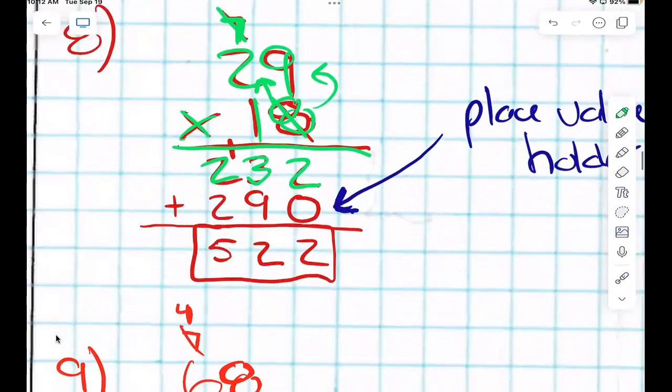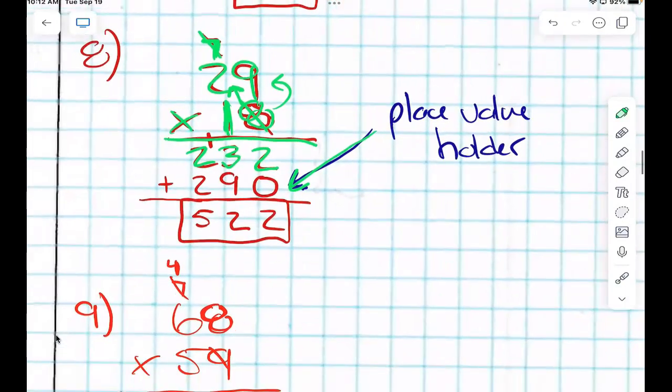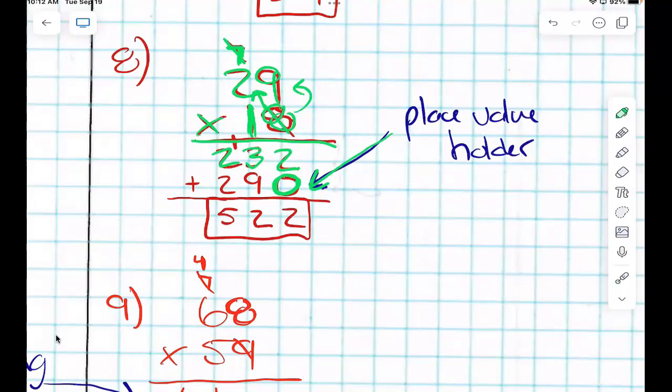And then before I start multiplying with my 1, I also need to put a what down here? Place value holder. And my place value holder is always going to be the number 0. Then we multiply with the 1. We multiply by the 9, we get 9. We multiplied 1 by 2, we get 2. And then you guys know this already, but we add them all together, and we got our final answer of? 522. You guys are doing great.